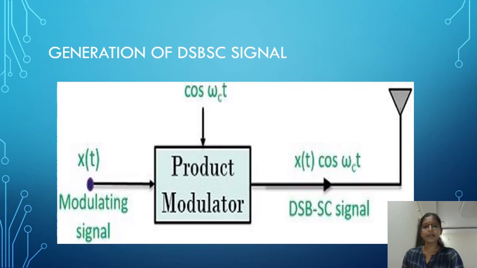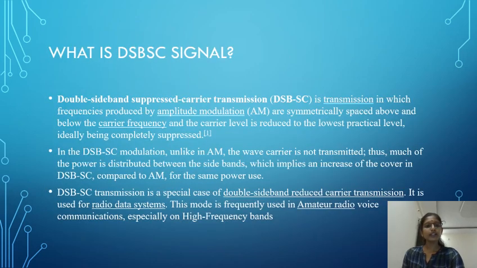Then what is a DSBSC signal? Double sideband suppressed carrier transmission is transmission in which frequencies produced by amplitude modulation are symmetrically spaced above and below the carrier frequency, and the carrier level is reduced to the lowest practical level, ideally being completely suppressed. In DSBSC modulation, unlike in AM, the carrier wave is not transmitted, thus much of the power is distributed between the sidebands, which implies an increase of the coverage in DSBSC compared to AM for the same power used.